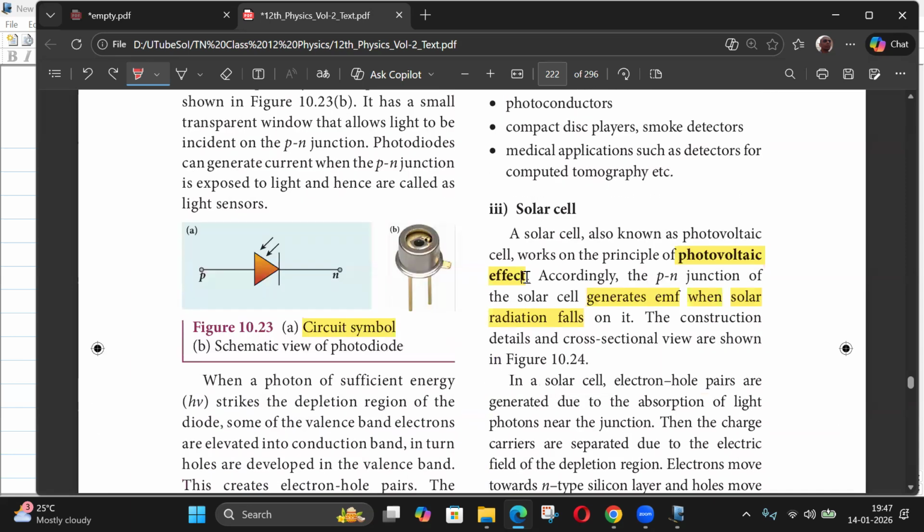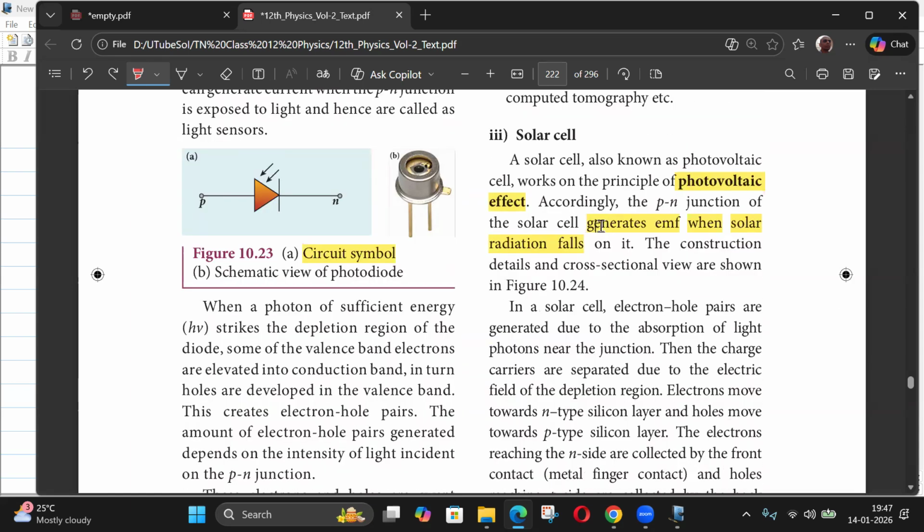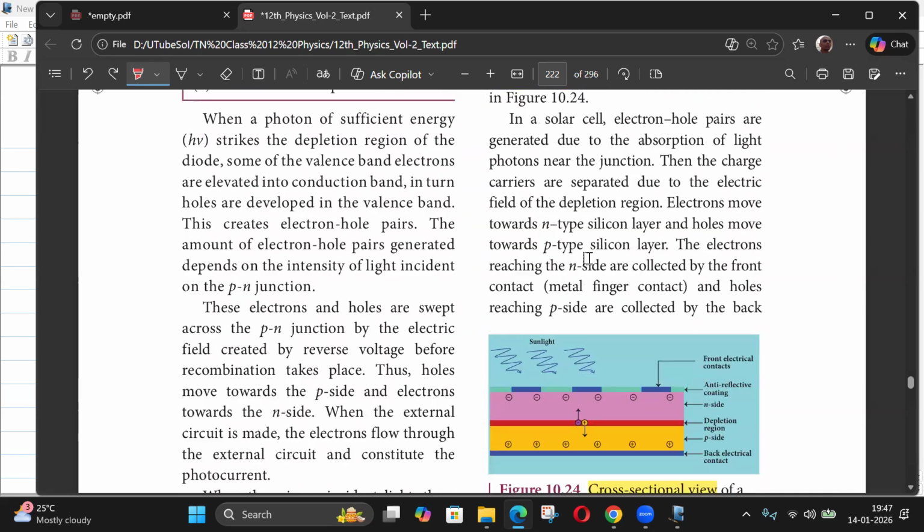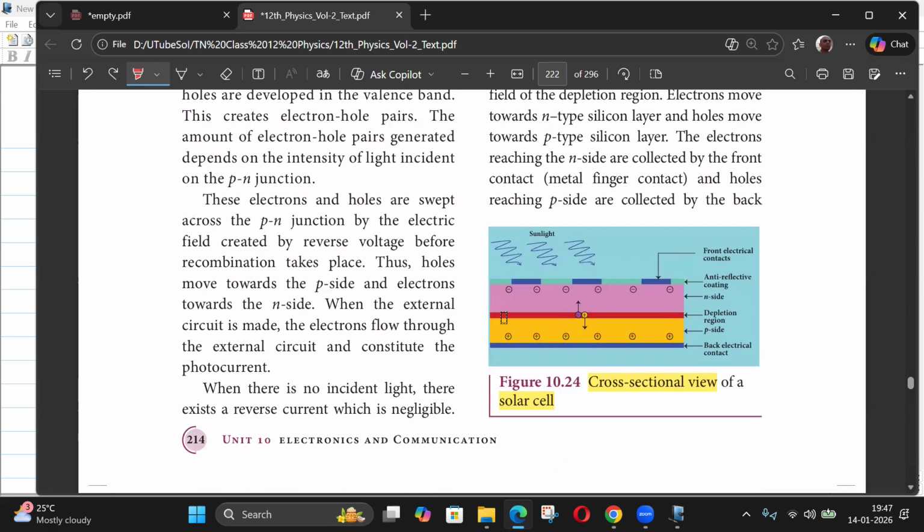Solar cell, again the input is solar light instead of this normal light. The light will be from the sun, and the output will be current. It generates energy. So these are the solar cells which are used for power generation. It will be huge.